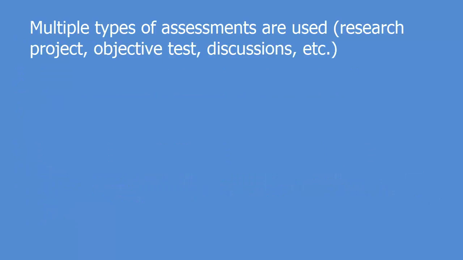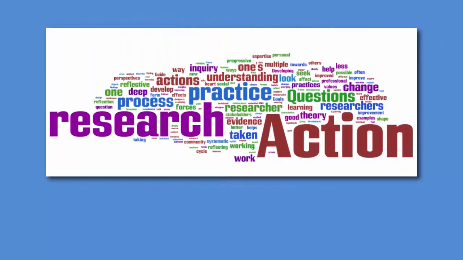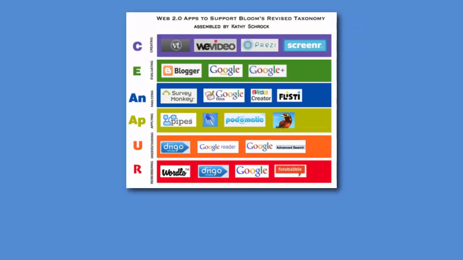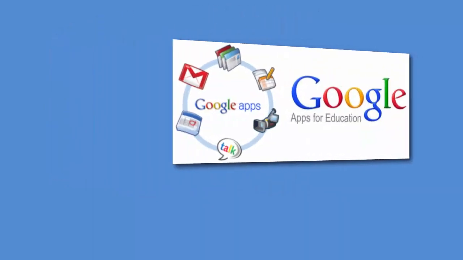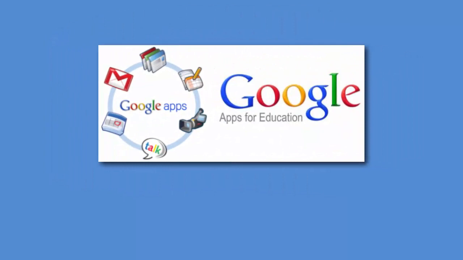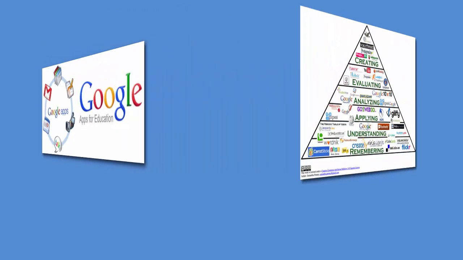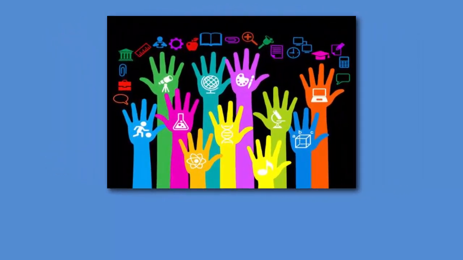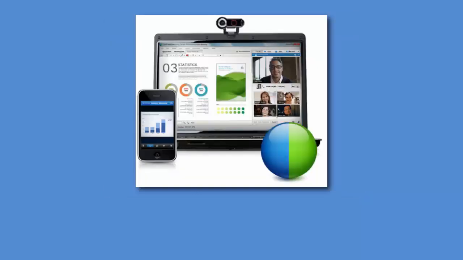Multiple types of assessment are used: research project, objective test, discussions, etc. Once again, in an attempt to spark higher order thinking in students, make sure to mix it up in the assessment design area. If your assessment is all multiple choice tests, for example, that means you need to add some variety. At least one collaborative project is also a great way to help students gain not only higher order thinking skills, but also 21st century workplace skills.